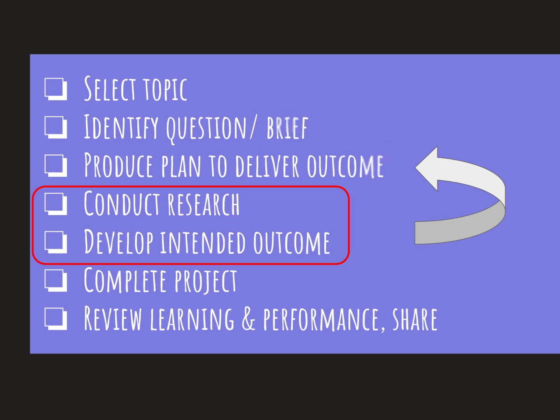Within that plan, what we're doing is we're saying very clearly how we plan to conduct the research and develop the intended outcome, whether that's a podcast or a dissertation or an artefact. Once we've conducted the research and developed our outcome, we then are completing our project, making sure that all of the different bits are done. And then finally, we review the learning and the performance and share that evaluation with some people that have been involved in our project. So this is our to-do list on our HPQ.